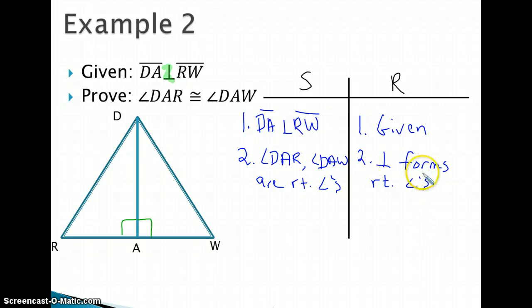And again, the reasons are not the place to start introducing new words. So I'm good to go here. Perpendicular was already mentioned. Right angle was already mentioned. So now that I have right angles, from chapter 1 we already know that all right angles are congruent.